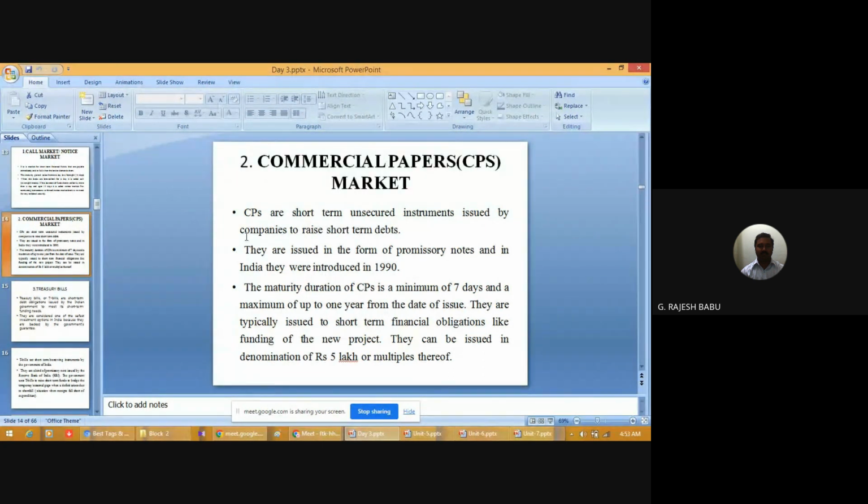Commercial papers are issued at a discount to face value. They have many advantages like options, diversification of the sources of finance, higher return and liquidity.